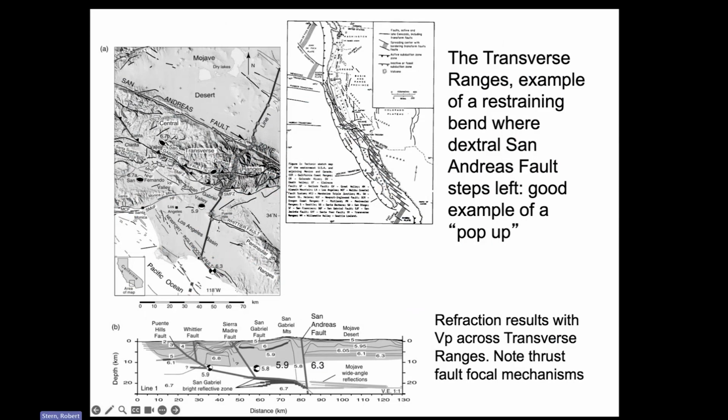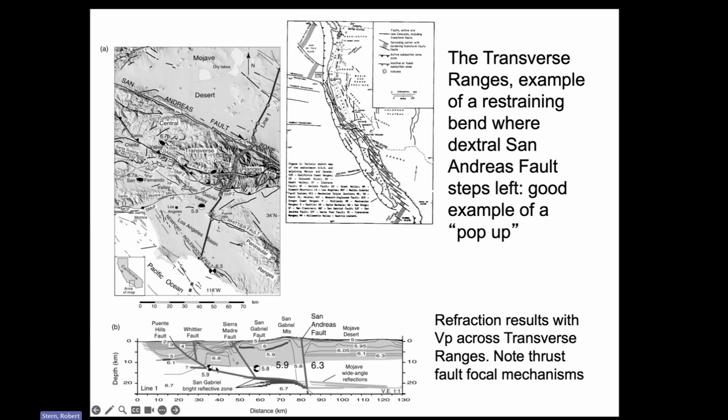So this is a geophysical profile going across here. So this is a seismic line, a lot of stations. Here is the crustal structure. We're going down to about 25 kilometers. This is the fault system. These are the earthquake focal mechanisms.